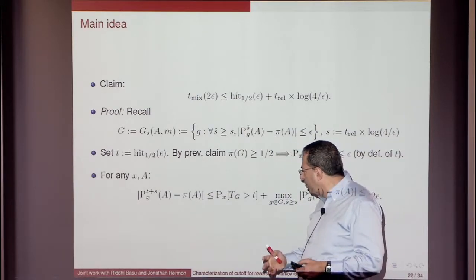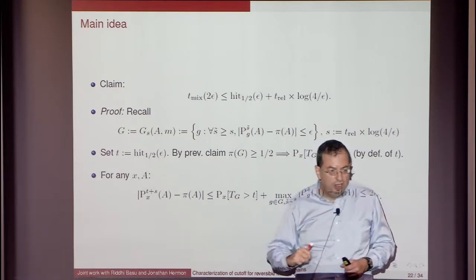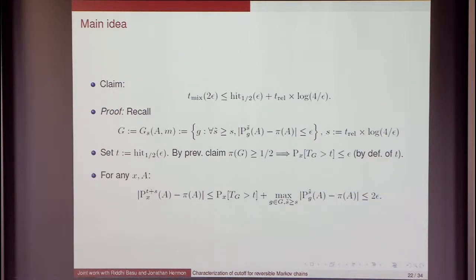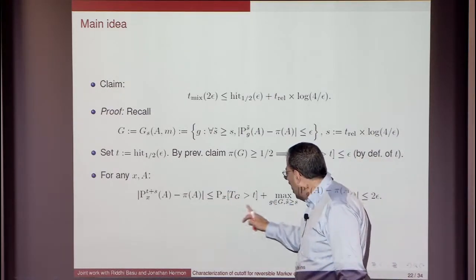So how do I bound this? I look at 2 cases. One case is that the set G has taken me an inordinately large time to hit, bigger than T. Well, this is very unlikely. This is less than epsilon just by the fact that G is large, it's bigger than a half, and the definition of T is large enough so that any set that large is going to be hit with probability at least 1 minus epsilon. So we know this is controlled by epsilon.